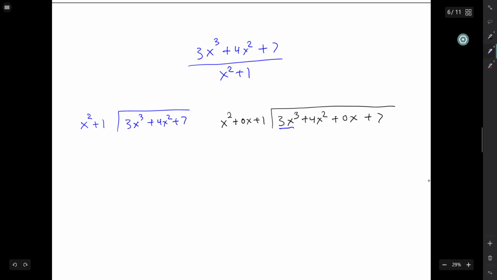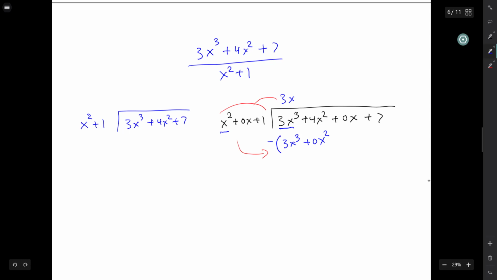I look at the highest parts, and I say, how do I get 3x cubed from x squared? Well, I need to multiply it by 3x. And I take 3x times all of this, and I subtract it from my line. So I should get minus parentheses 3x times x squared, 3x cubed, 3x times 0x plus 0x squared.